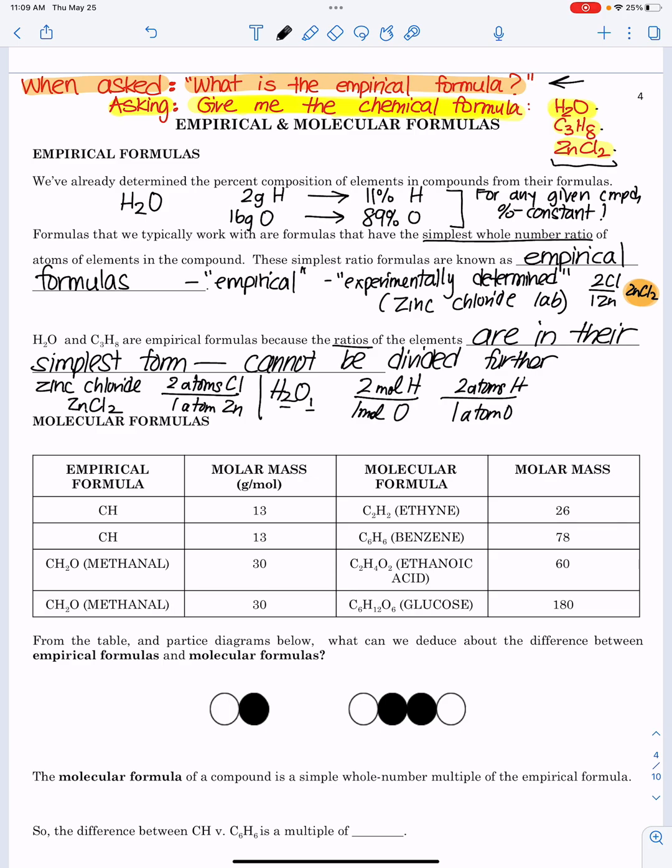They cannot be divided further. Or even C3H8, with some numbers that are not so 2 to 1. That would be 8 atoms of H for every 3 atoms of C, and that cannot be divided further. 8 doesn't go into 3 and 3 doesn't go into 8. So that is empirical formulas. Now we're going to move into molecular formulas.